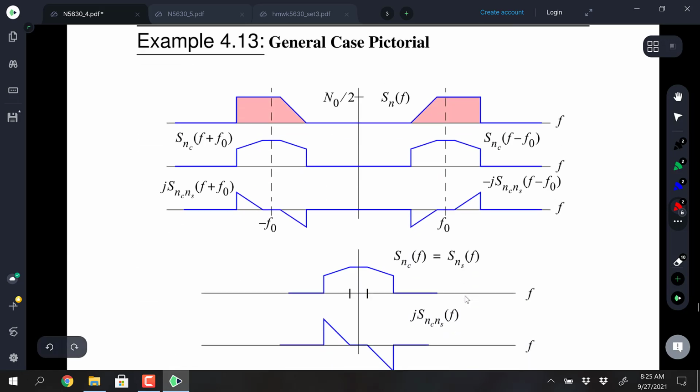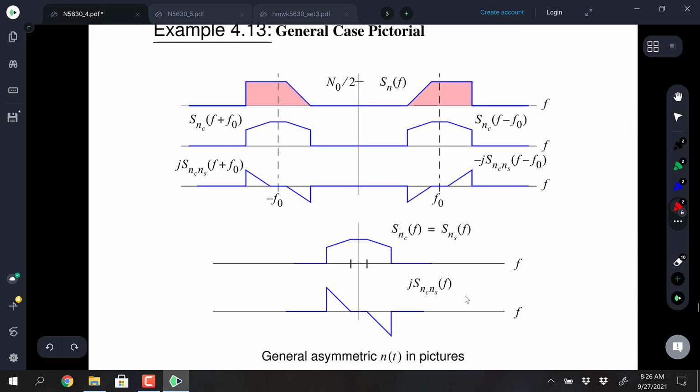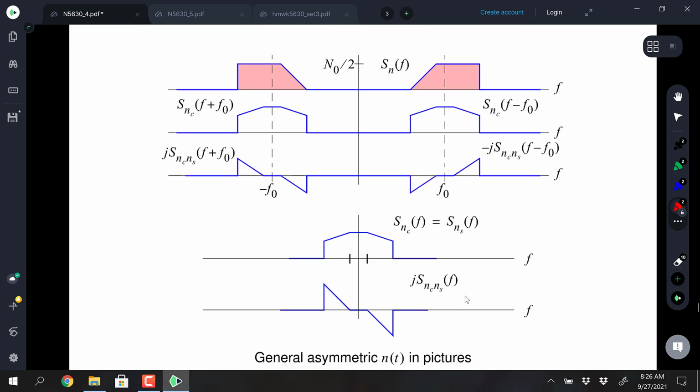So this is a general picture. I guess I'll just make it a little bit smaller. That's a general picture of what we've been talking about. The orange colored one on the top, I drew to look asymmetrical, and I made it very asymmetrical because I was just trying to emphasize this is in general what it looks like. So if we were to form, according to the formulas we just looked at, the in-phase or quadrature noise spectra, it would be the second plot down.